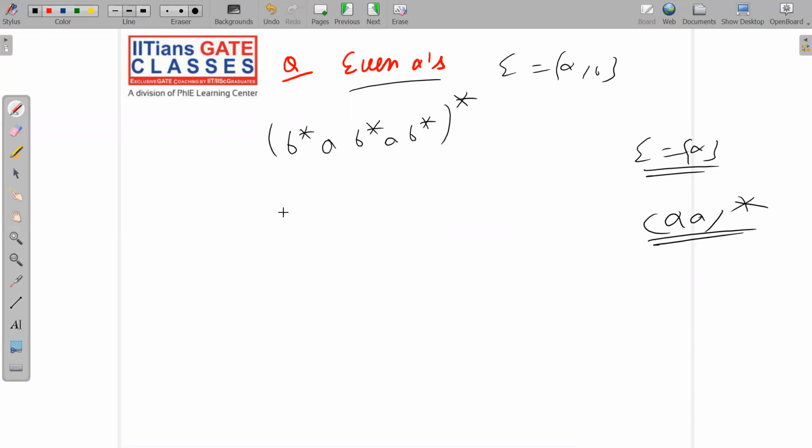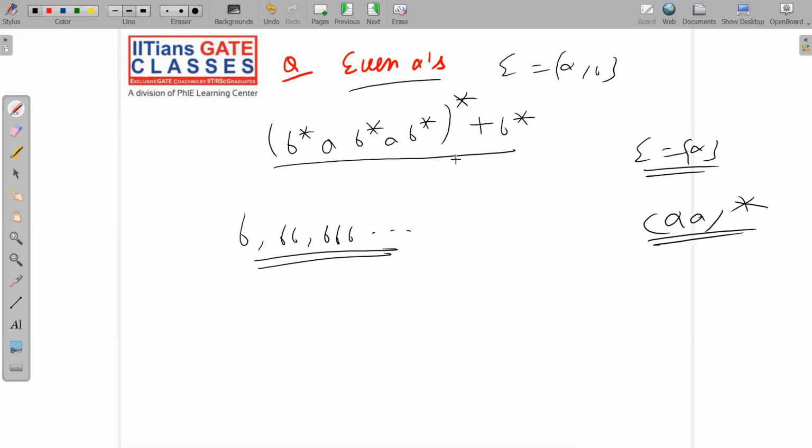But the only problem here is you won't get single B, only B's. That means for single B, double B, triple B, and so on, in all these strings the number of A's is 0. And 0 means even. So these strings are not represented here. So what you have to do is just apply plus and write B star. That's it. You will get the answer.